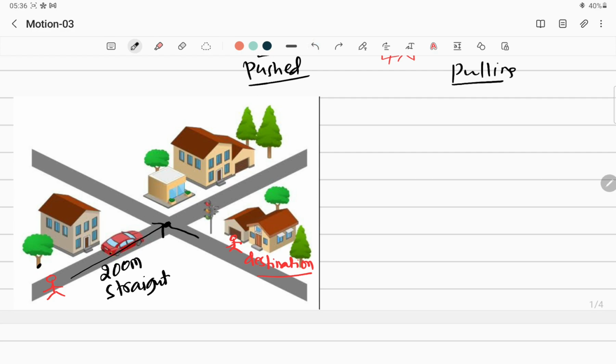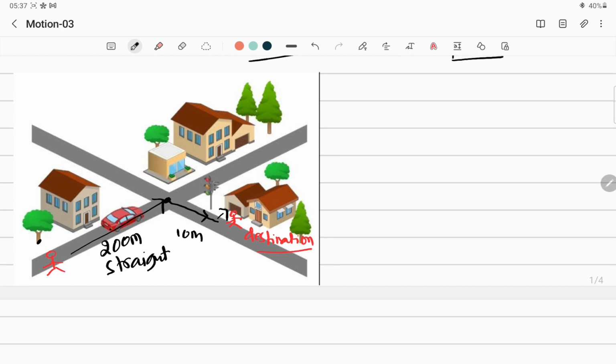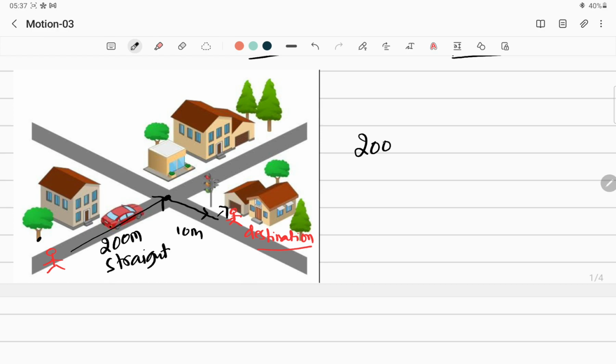Okay, you take right and come for another maybe 10 meters. When you come 10 meters, whichever house is there towards your left, that is my home. All right, so what is being told here?